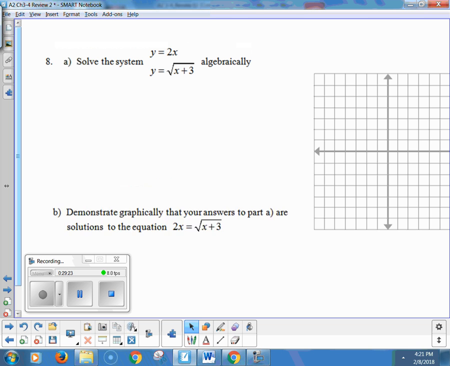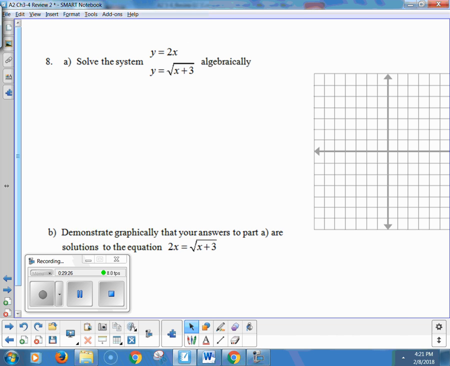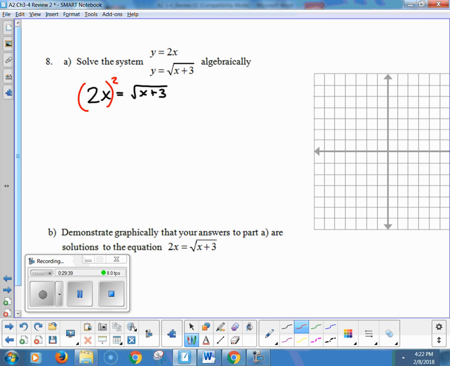Number 8 says, solve this thing algebraically. Okay, well, if we're solving this system algebraically, we'd write 2x equals the square root of x plus 3. And I would probably square both sides. And if we square 2x, we get 4x squared. And if we square a square root, we get what's on the inside. And so I get 4x squared minus x minus 3 equals 0.